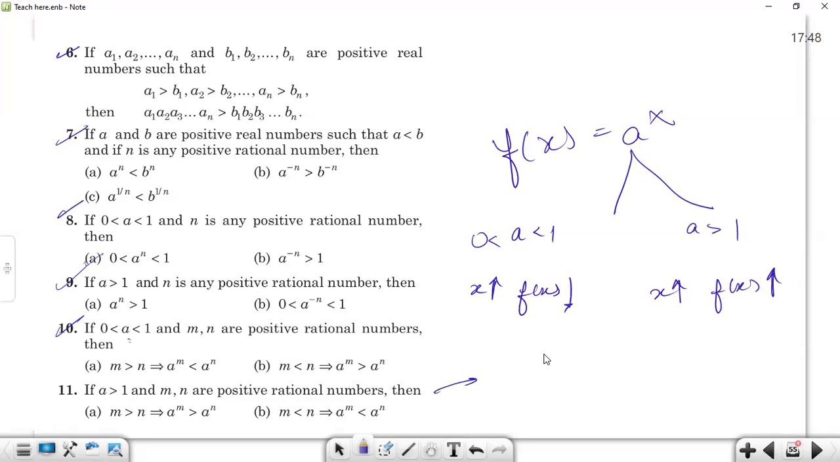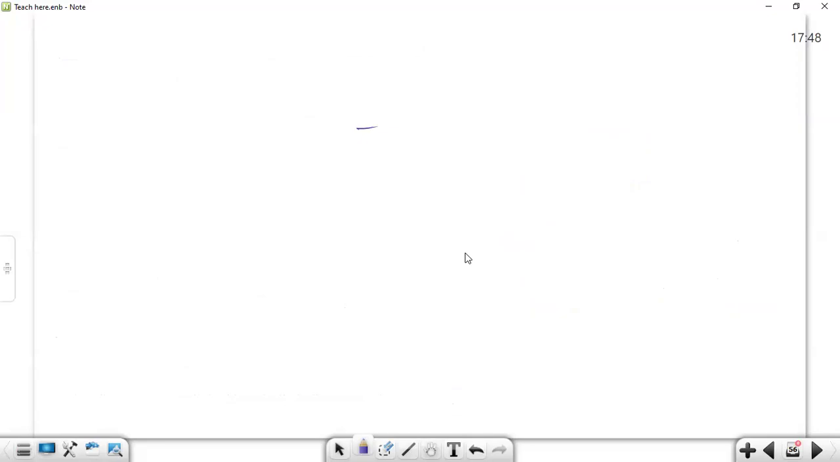So discussing about the property number 11, if A is more than 1, and M and N are positive rational numbers, then if M is greater than N, then of course A raised to power M is going to be greater than A raised to power N. And also when M is less than N, A raised to power M will be less than A raised to power N. It's self-explanatory. Please take one example of this, taking A as 2, and you will be able to understand this property more deeply.